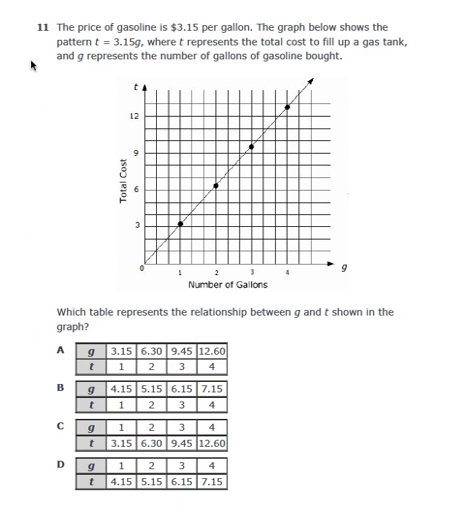Question 11. The price of gasoline is $3.15 per gallon. The graph below shows the pattern T equals 3.15G, where T represents the total cost to fill up a gas tank and G represents the number of gallons of gasoline bought. Which table represents the relationship between G and T shown in the graph? Table A, Table B, Table C, Table D.